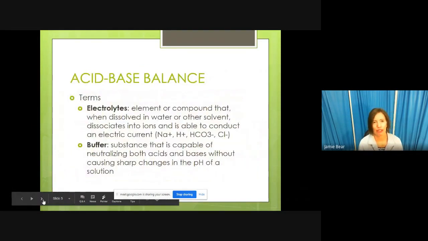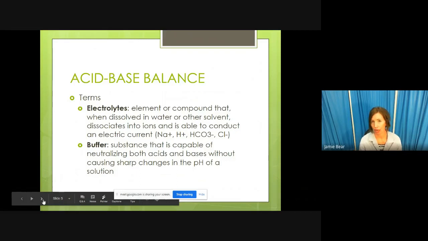So when we talk about acid-base balance, we have to think of, first of all, what is an electrolyte? An electrolyte is an element or a compound that, when dissolved in water, dissociates into ions, and they have an electrical current. So that's cations that have a positive charge and anions that have a negative charge. Then we have to think about a buffer, and that is a substance that is capable of neutralizing both acids and bases without causing sharp changes in the pH of a solution.